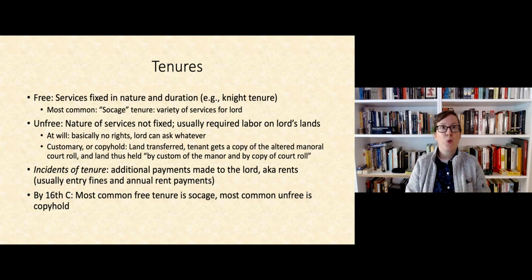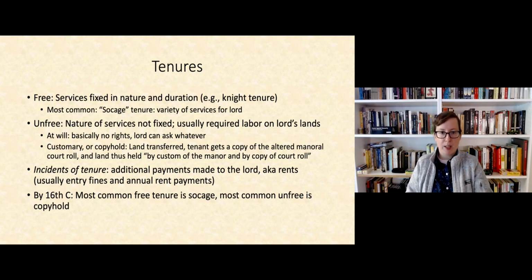The one you really don't want to have if you're a tenant is at will unfree tenure. So the Lord can basically ask whatever they want of you whenever they want. It's totally at will. Now, a very common kind of tenure, in fact the most common kind, was called customary or copyhold unfree tenure.